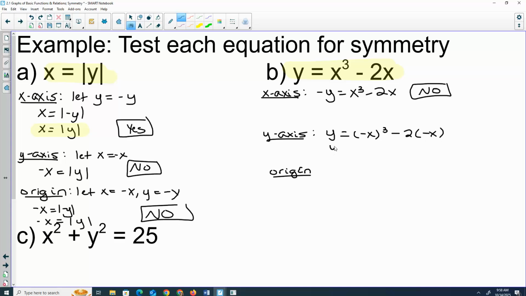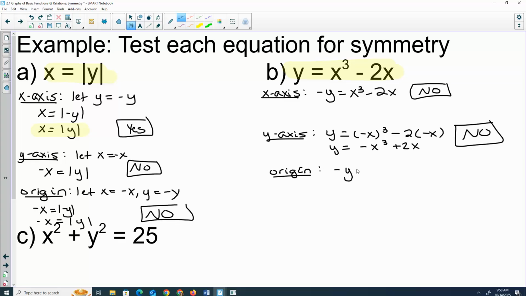All right, what happens if you take a negative to the third? Is it positive or negative? Negative 2 times negative x will be a positive. Is that what I started with? No. All right, how do we check origin?